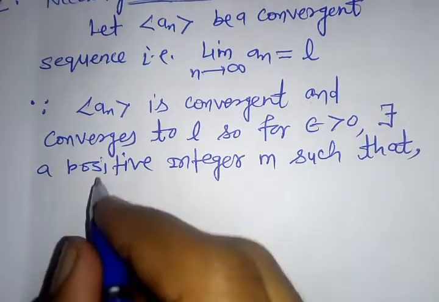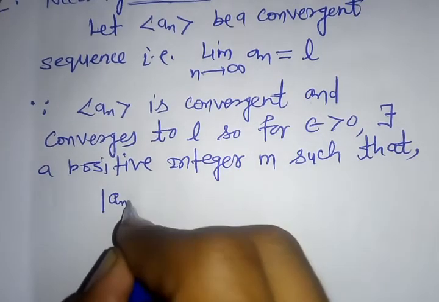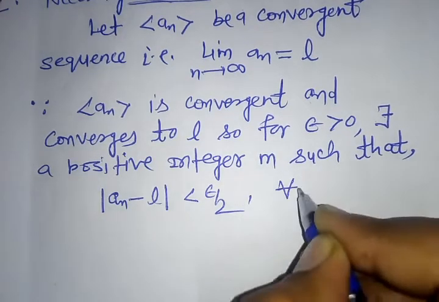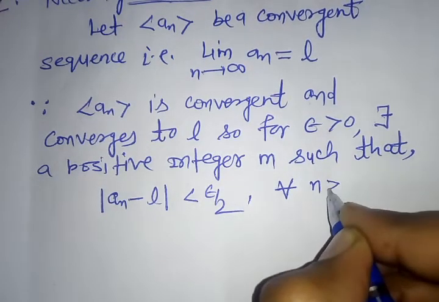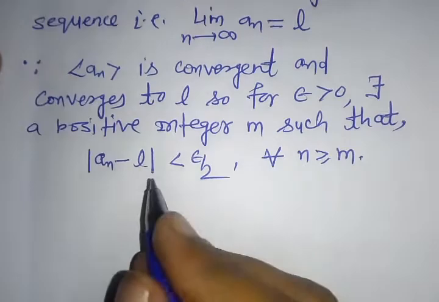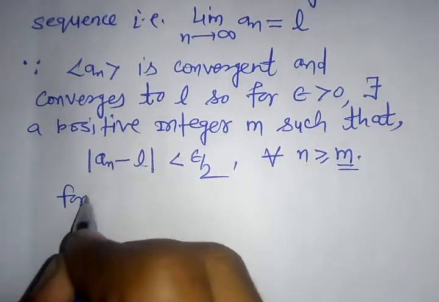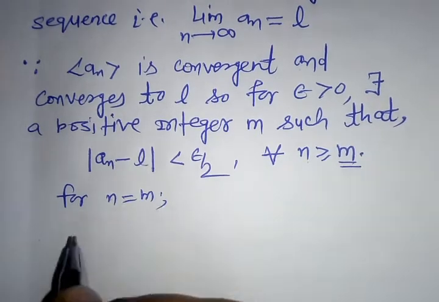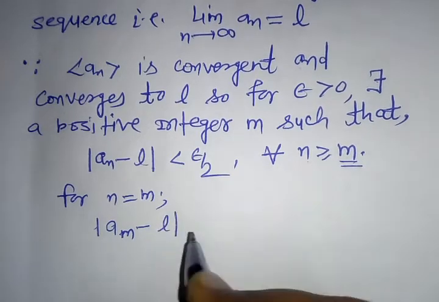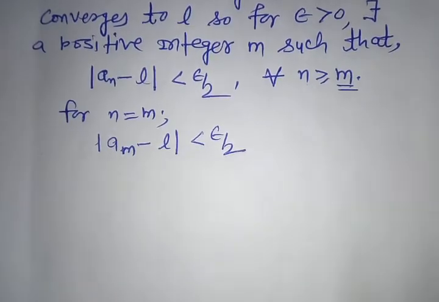Positive integer m such that mod of a n minus l is less than epsilon by 2 for all n greater than or equal to m. Also, this result is true for n equal to m. So for n equal to m, what we get? Mod am minus l is less than epsilon by 2.